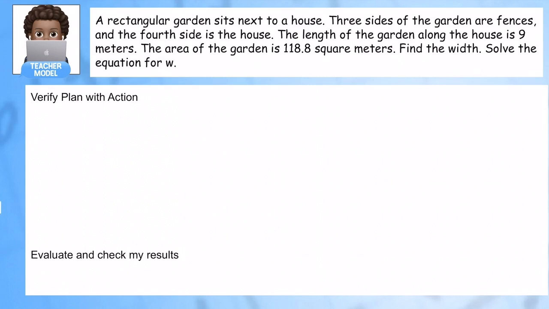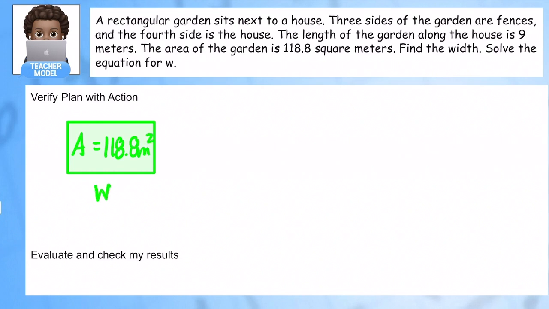We're going to start our plan with our visual. So here's the garden. It's rectangular. And we know the area is equal to 118 and 8/10 meters squared. We do not know the width, but we know the length is 9. So we have that information. The thing about the house being on the side is extraneous, meaning it's extra. I don't really need it to solve this problem because I don't need to know the house is there in order to find the width of this.